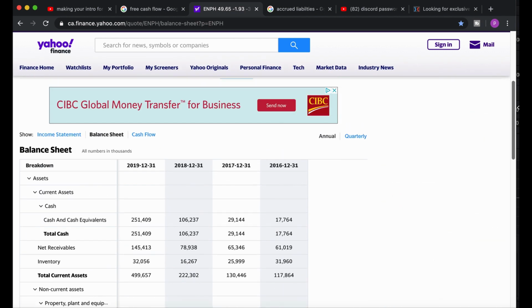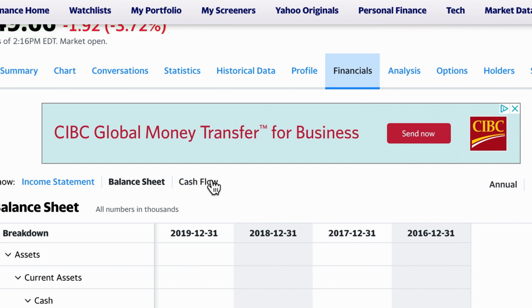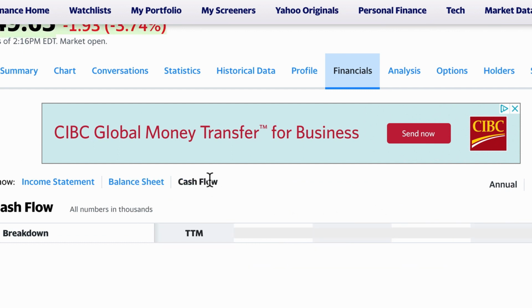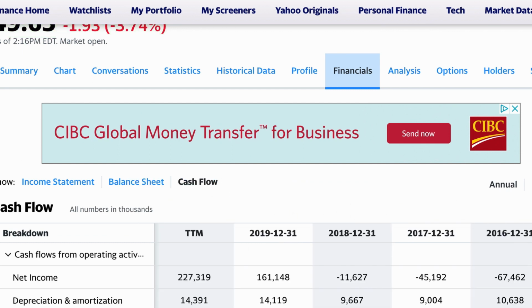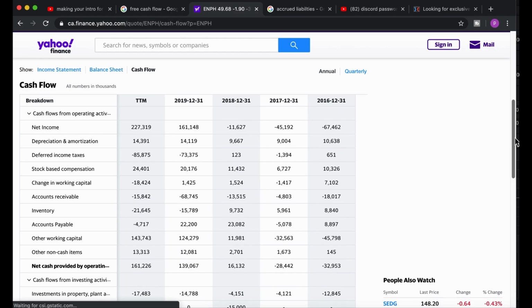So now onto the cash flow statement. There's not too much on the cash flow statement, but what the cash flow statement is, it's telling you cash going out and cash coming in. So inflow of cash flow, outflow of cash flow. And net income, we've gone over. Depreciation, it's kind of all the same stuff. It's just showing the money that's going out in depreciation.